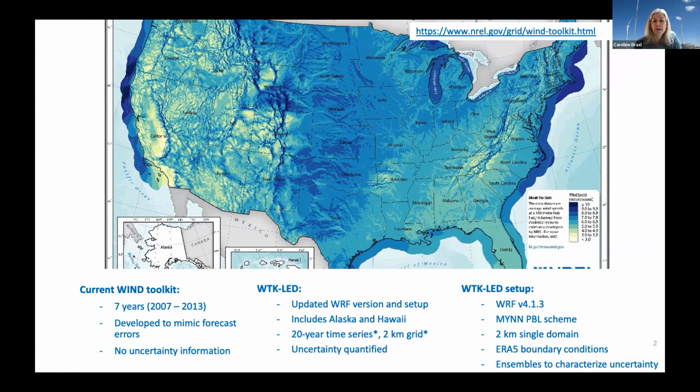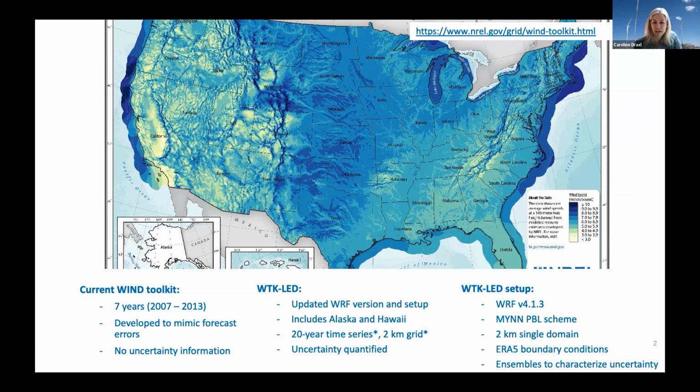And therefore, we're developing an updated version using a new model setup. And we will include model uncertainty this time so that users are provided with a range of possible wind speeds at certain locations. And this time, Alaska and Hawaii will be included as well. And the time series will be available for 20 years. And you see asterisks there on my slide, and I'll get back to that on the next slide.